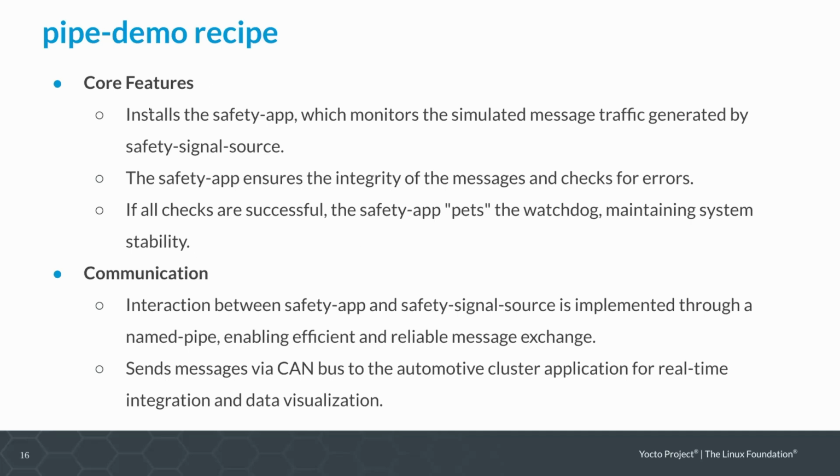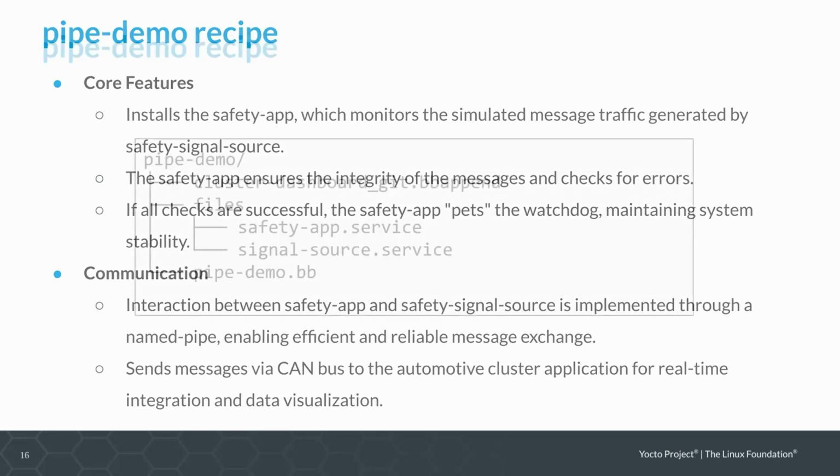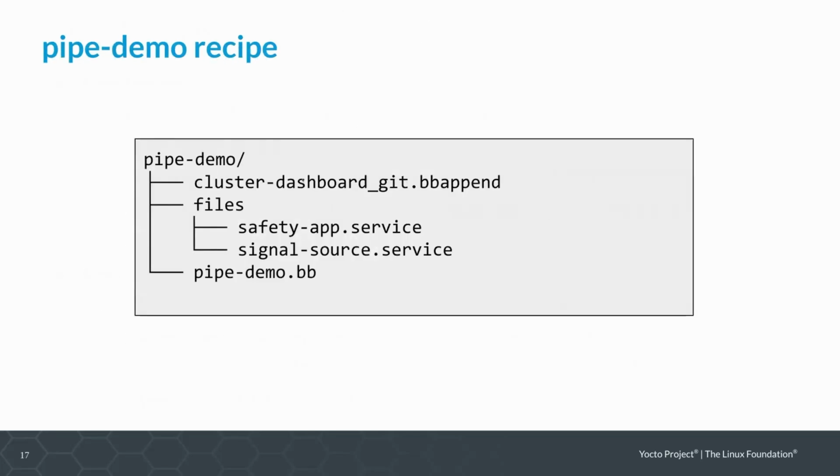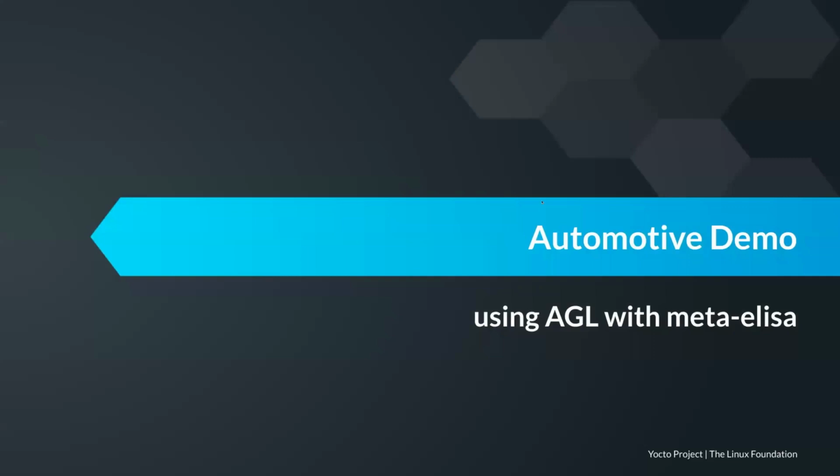What else? The pipe demo is built using named pipes. So the IPC they use was this. But we also send messages through the CAN bus to the automotive cluster for the data visualization. So here is the pipe demo, just looking at this recipe. You can see two services, and in this recipe, you can find the link to the application we're going to use. So, okay, let's take a look at the demo.